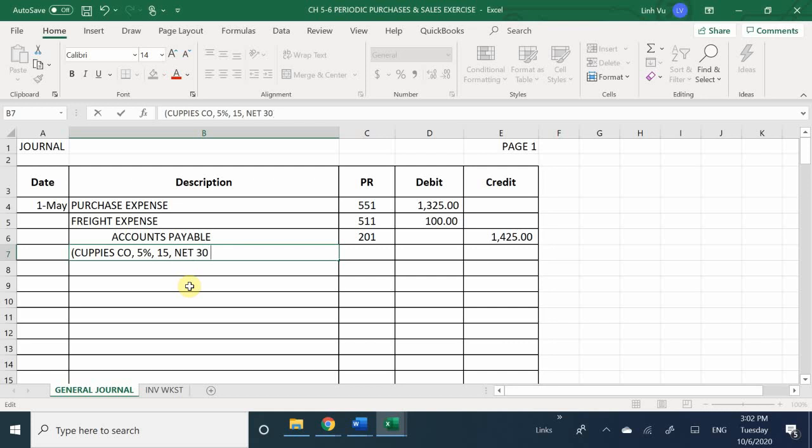And how many items did I buy? I bought, I should mention that first, 500 mugs, brown mugs, at $2.65 each. Terms are 5%, 15, net 30. There you go, it should be something like that. Okay. Good.